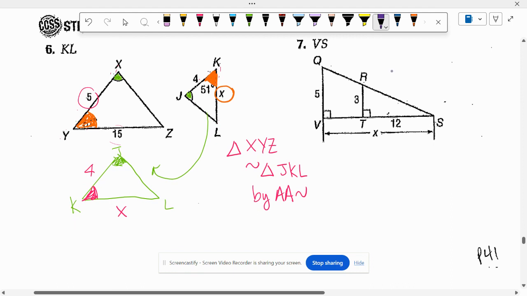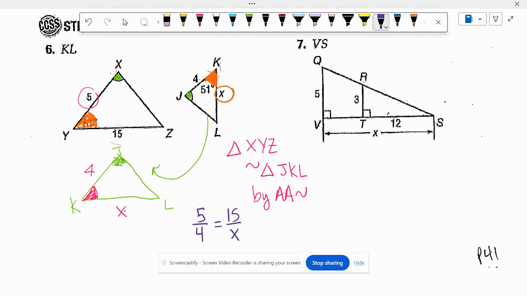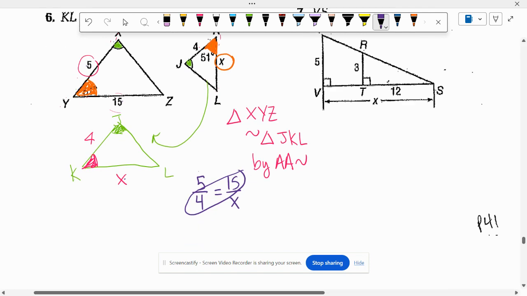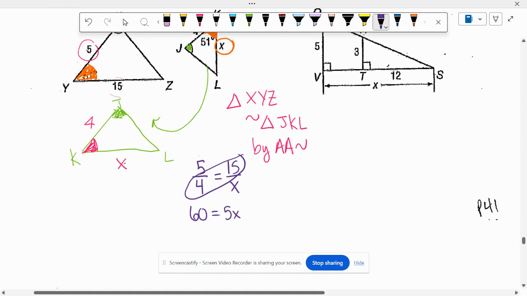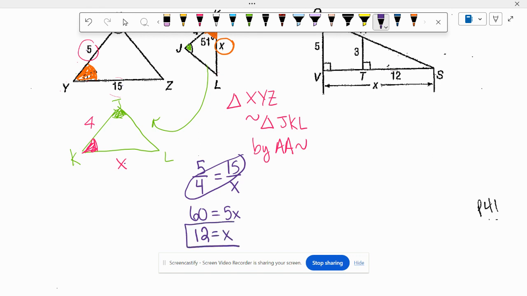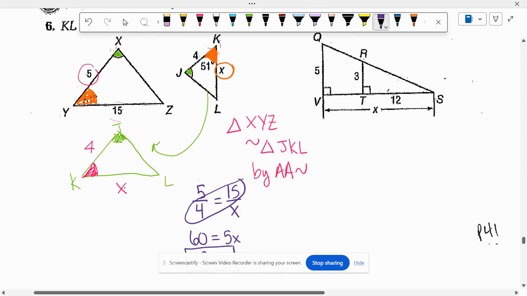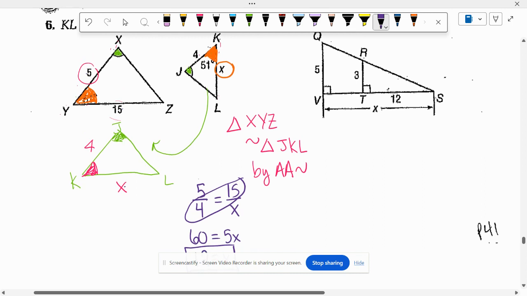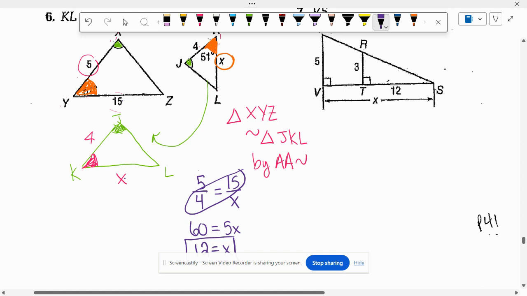We'll set up a proportion. 5 over 4 has to be equal to 15 over X. 4 times 15 is 60. 5 times X is 5X. Divide both sides by 5, and what do you find out? What does X have to be? 12. X equals 12. So now you're told that the two triangles are similar. You have to say why, and then you have to find the missing measure. Okay.